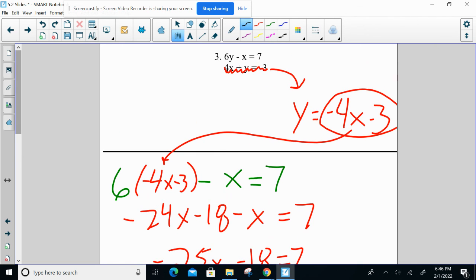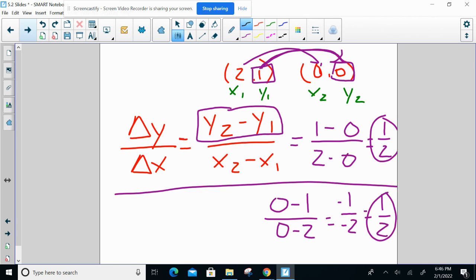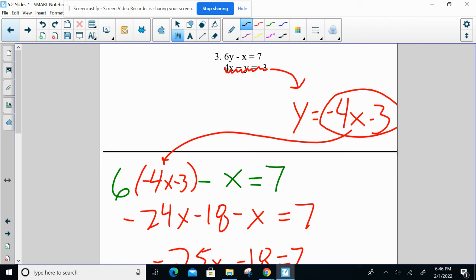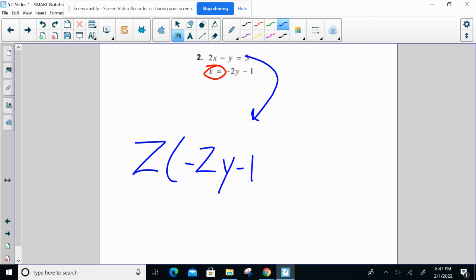So that's the substitution method. Like I said, you're not always going to need to solve for y. I was looking for an example. I don't think there is one. But you can see right here, this is solved for x. So wherever you see an x in the second one, you would replace it with negative 2y minus 1. And then the same process would ensue.